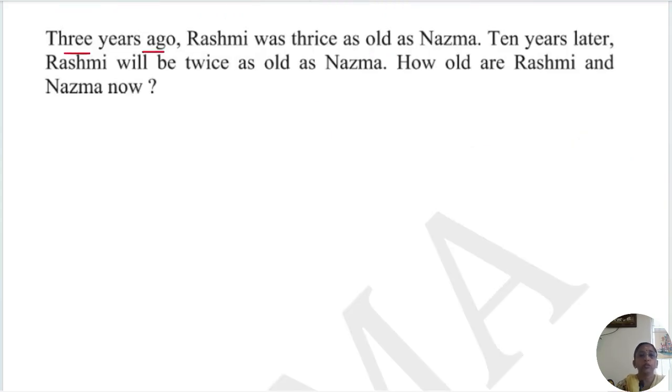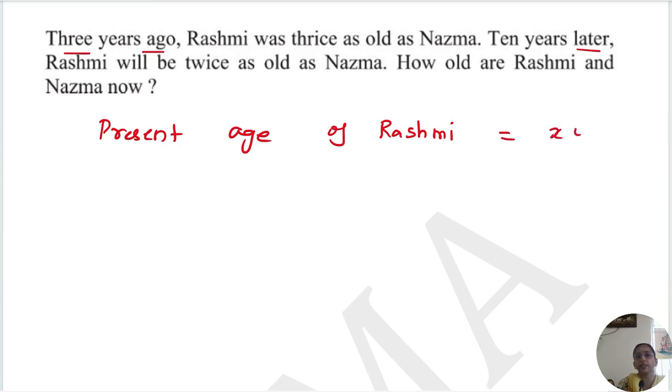3 years ago, Rashmi was thrice as old as Nazma. 10 years later, Rashmi will be twice as old as Nazma. How old are Rashmi and Nazma now? They are asking the present age. So you can take the present age of Rashmi as x years and the present age of Nazma as y years.